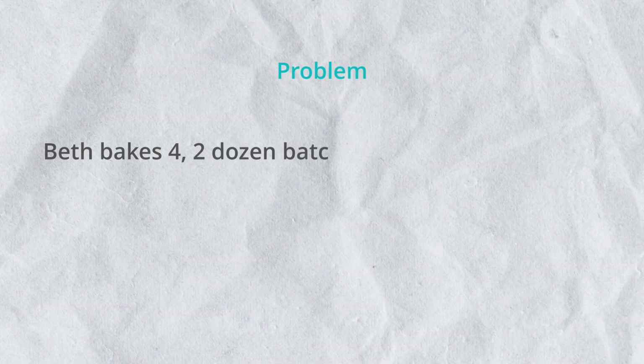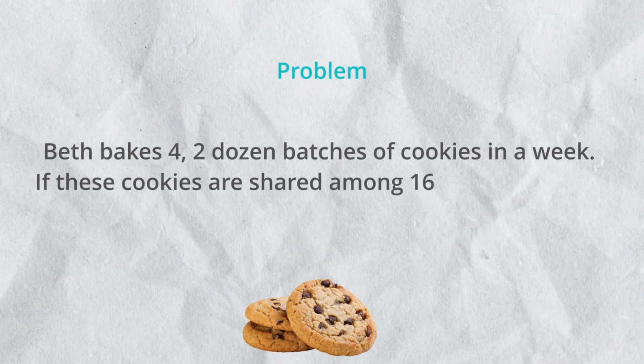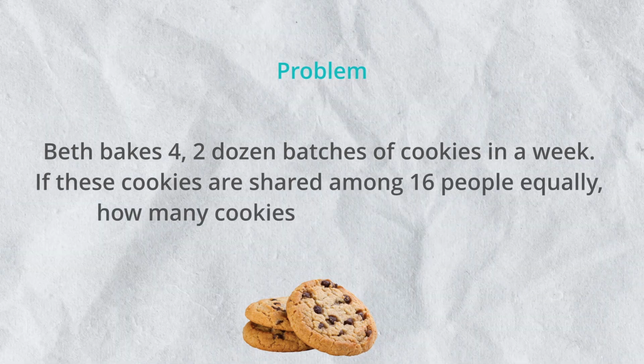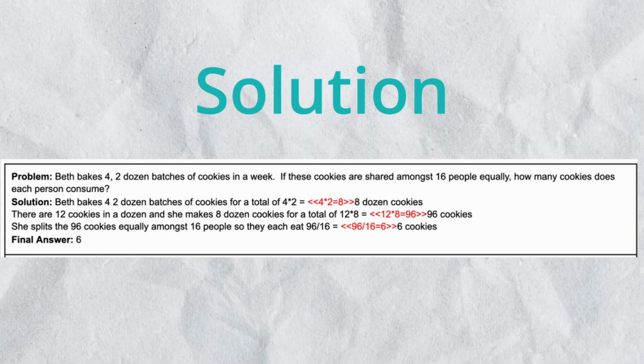Here's the problem. Betsy bakes 24 batches of cookies in a week. If these cookies are shared among 16 people equally, how many cookies does each person consume? Feel free to pause the video to check its solution too.